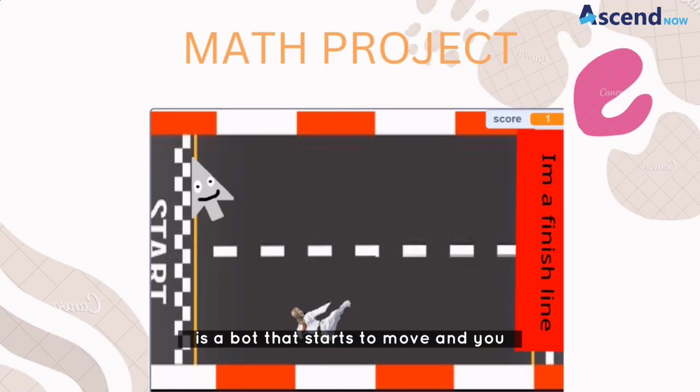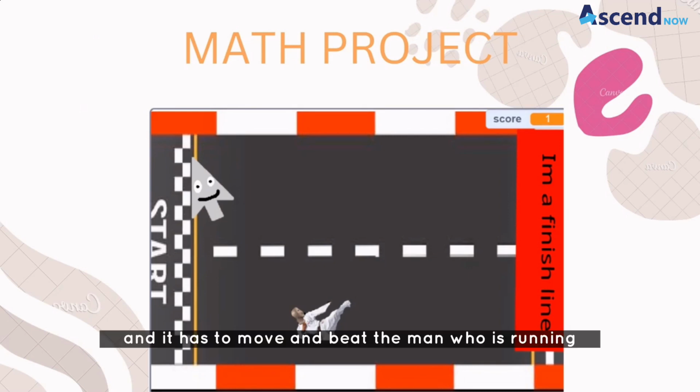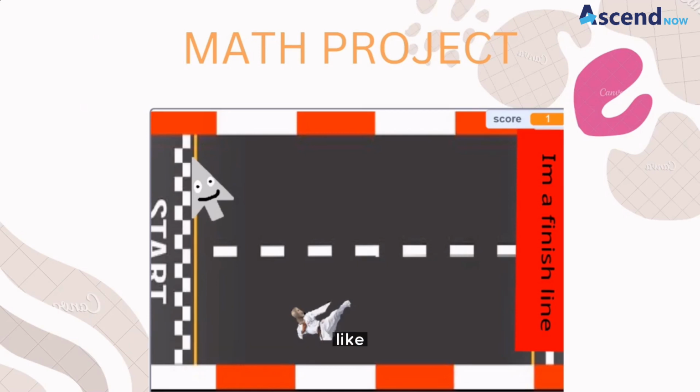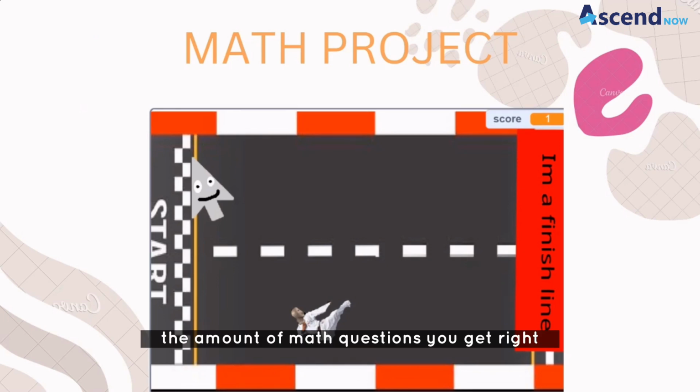It's a bot that starts to move, and you have to tell the cursors the math questions, and it has to move and beat the man who is running. And if you answer the math question wrong, you get like 1 step back, and you have to try again against your opponent. And what is the score all about? The score is all about the amount of math questions you get right.